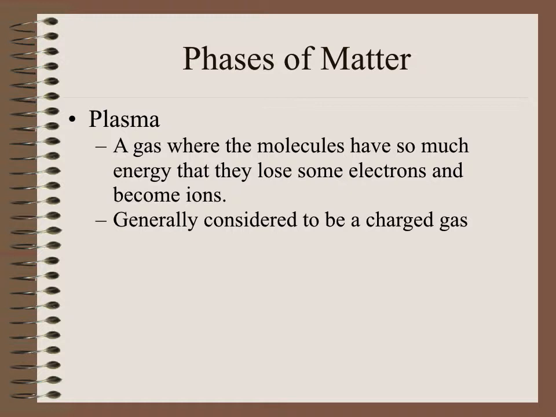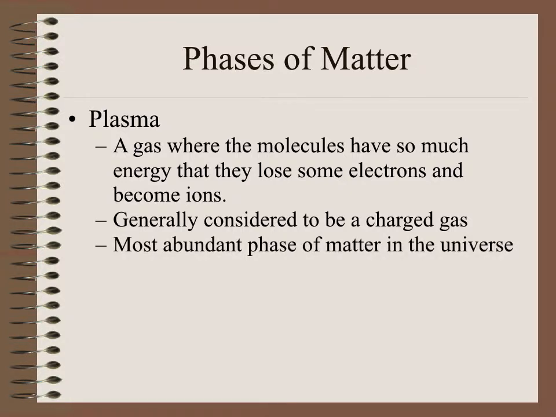Now, this is how you have something like a neon sign. In a neon sign, you have a gas which is charged, which is why it glows. As it turns out, this is the most abundant phase of matter in the universe. And this is because this type of matter is what's in stars. The gas in stars has so much energy that it becomes a plasma. And that's one of the things that makes it glow. Since stars make up most of the matter in our universe, that's what makes plasma the most abundant phase of matter in our universe.